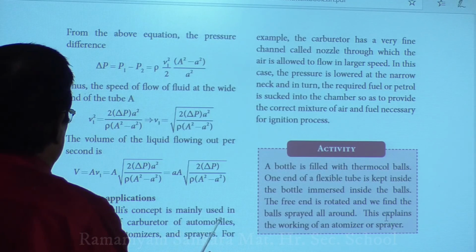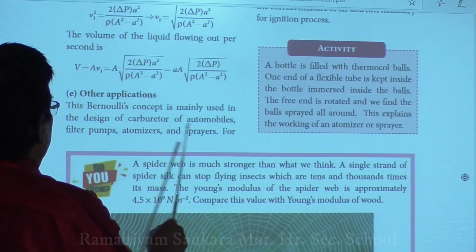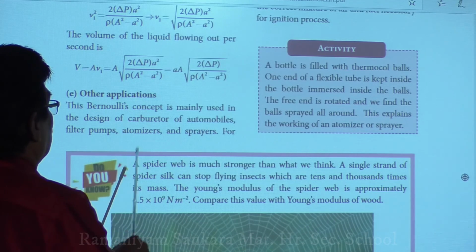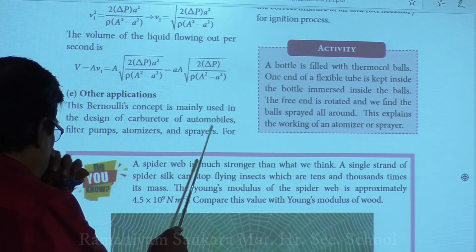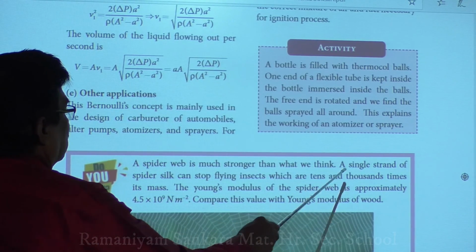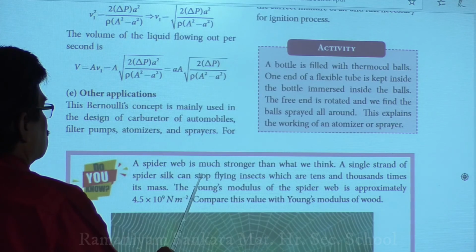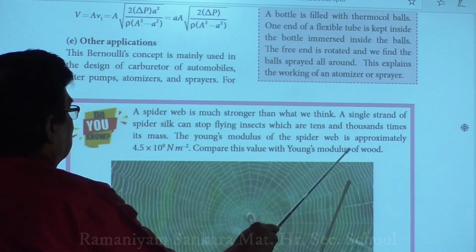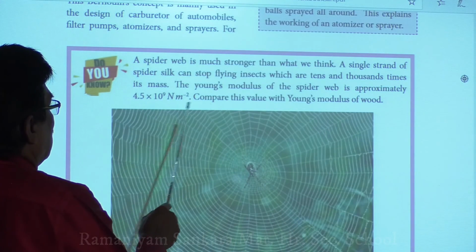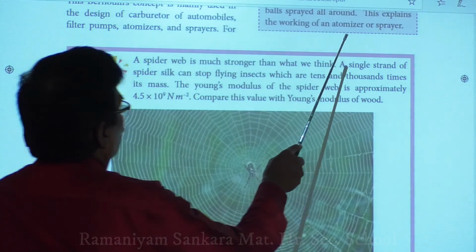Bernoulli's concept is mainly used in the design of the carburetor of automobiles, and also in the filter pump, atomizer and sprayers. Now the spider: how is its web so strong? A single strand of spider silk can stop flying insects that are tens of thousands of times its mass. Young's modulus of spider silk, compare the value with Young's modulus of wood.